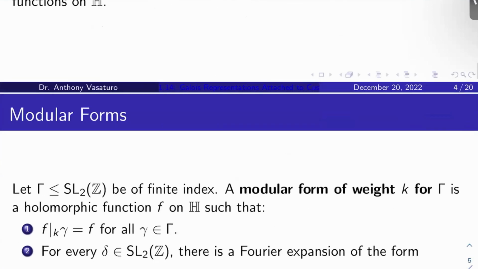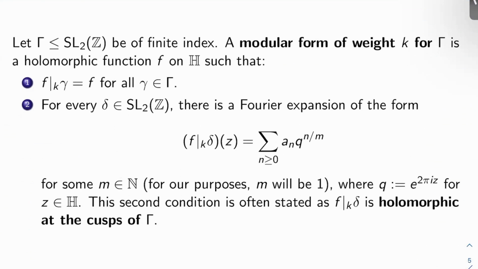Okay, so what's a modular form? Let Γ in SL2(Z) be a subgroup of finite index. A modular form of weight k for Γ is a holomorphic function f on H satisfying two properties. It's invariant under the bar action under γ for all γ in big Γ. So f bar_k γ is just f for all γ in big Γ.